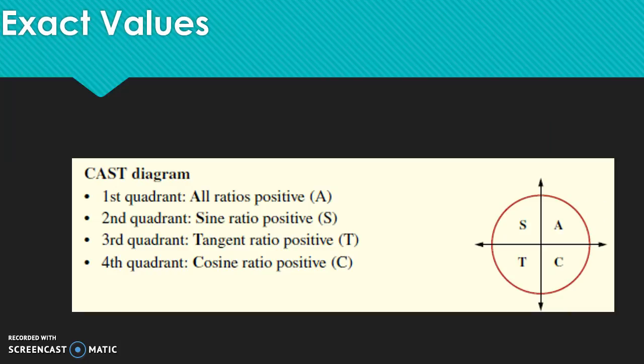Now, depending on what quadrant our angle is in, they're going to have different positive or negative values. So we use our CAST diagram. In the first quadrant, all the trig ratios are positive. In the second quadrant, only the sine ratios are positive. In the third, only the tan ratios are positive, and in the fourth, only the cos ratios are positive. Again, that diagram is something you'll need to remember.